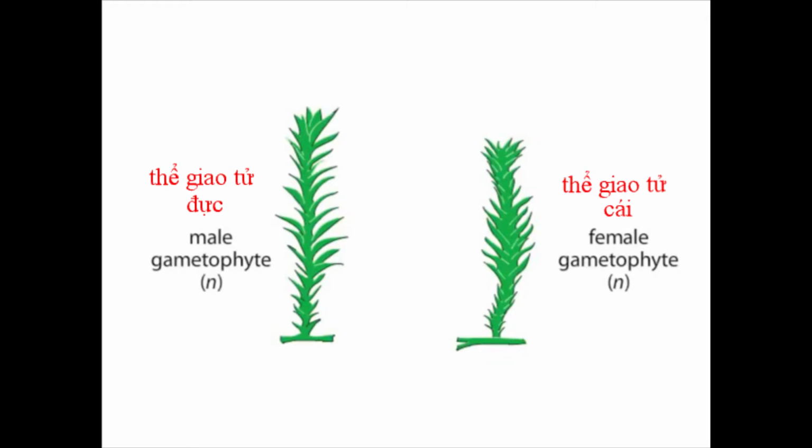A moss, like all other plants, undergoes a complex life cycle in which the generations alternate between haploid and diploid forms. The most familiar form of the moss is the leafy haploid form, called the gametophyte. Gametophytes are either male or female.